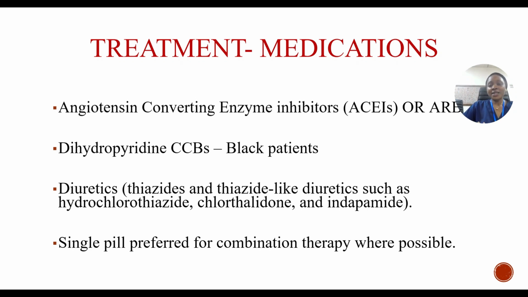Now, after our patients are diagnosed with hypertension and want to initiate pharmacological treatment, the next question is which medications are best suited for our patients, and this also applies to Black patients in this part of the world. The first line medications are angiotensin converting enzyme inhibitors or angiotensin receptor blockers, dihydropyridine calcium channel blockers, and then diuretics, specifically thiazide and thiazide-like diuretics such as hydrochlorothiazide, chlorthalidone, and indapamide.